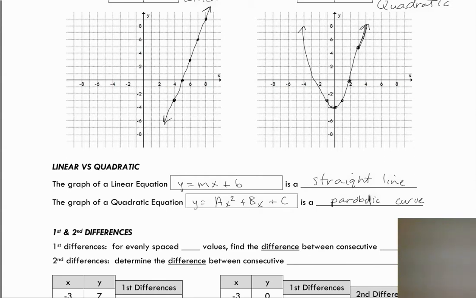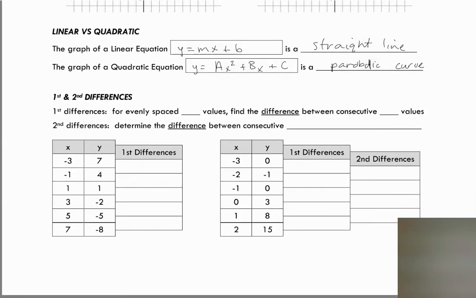Okay, so one way to tell is obviously by a table of values and by its image, a straight line versus a U-shaped curve. Another way is to look at the first and second differences. This should ring a bell from first differences in grade 9, second differences in grade 10. When we look at first differences, for every spaced x value, we find the differences between the consecutive y values. In the second differences, we determine the differences between the consecutive first difference values.